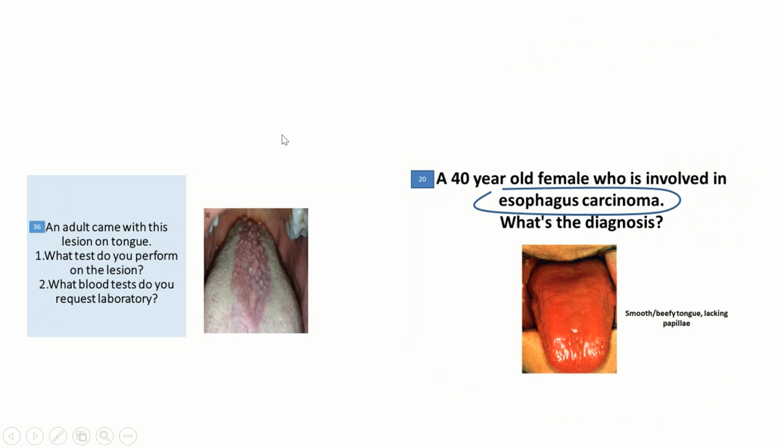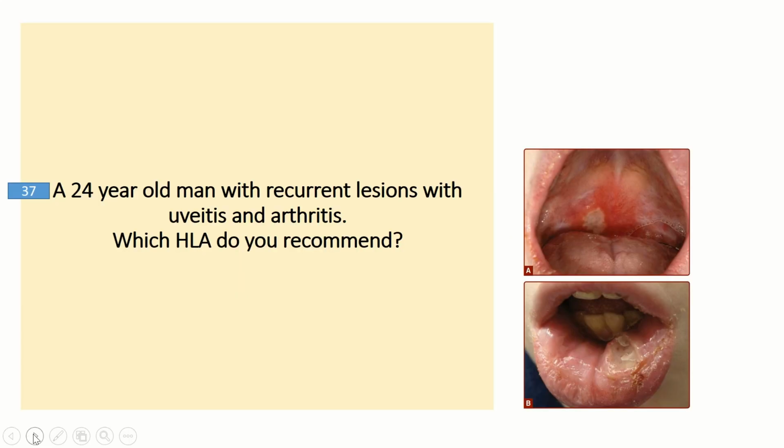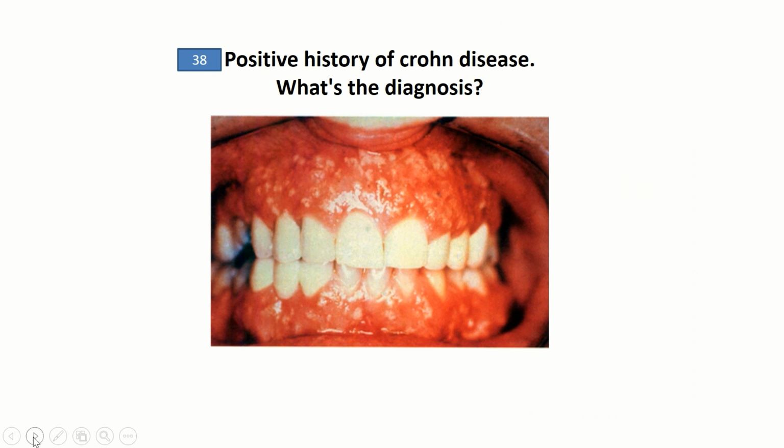And compare these figures. Here the whole tongue is associated with lacking of papilla, but here a well-demarcated area is involved in the absence of papilla. Median rhomboid glossitis. And here you see some aphthous lesions, in history recurrent lesions, and uveitis and arthritis. Both these findings are indicative of Behcet syndrome that you can recommend HLA-B51.